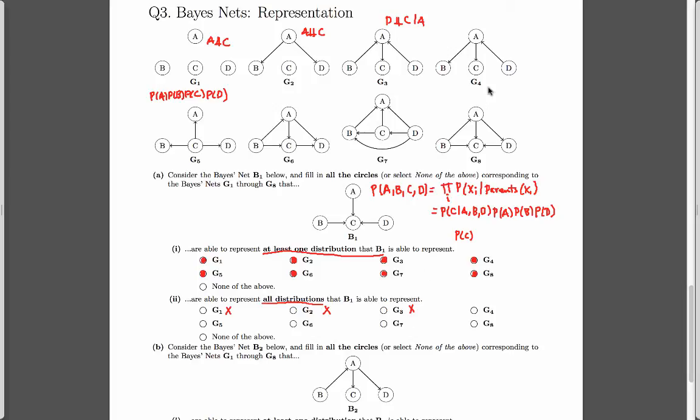Now let's look at G4. So this graph actually makes the same assumption as before. For conditioning on A, we find that D is independent of C. So this G4 is also not valid.